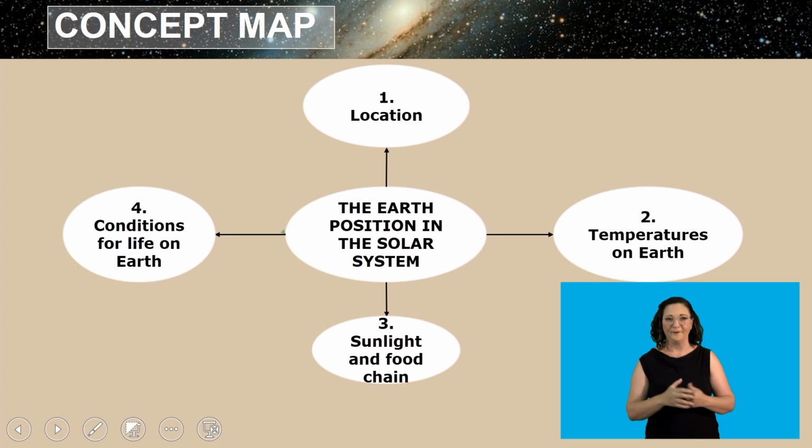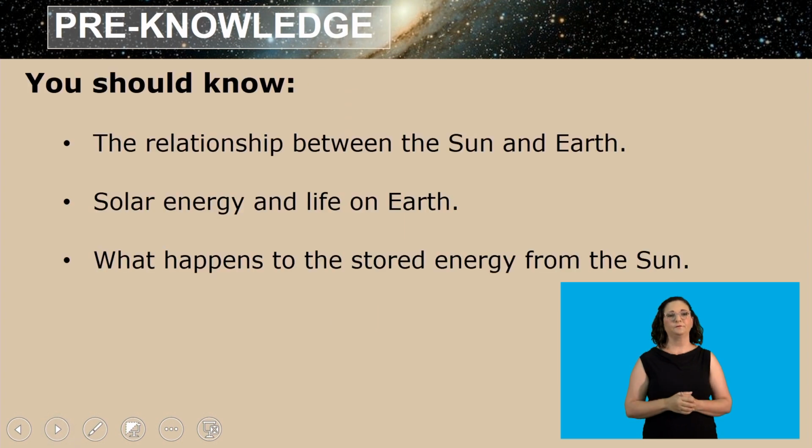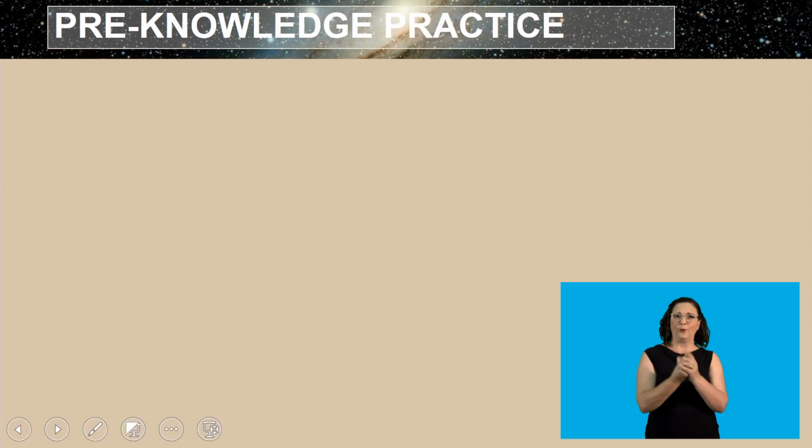In order for us to achieve our lesson objectives, the following are the concepts that we are going to be looking at. One, the location of where planet Earth is in the solar system. Two, the temperatures on Earth. And three, the sunlight and the food chain. And lastly, the conditions for life on Earth. Now, let us look at your prior knowledge. You should know the relationship between the sun and the Earth, the solar energy and the life on Earth. What happened to the stored energy from the sun?